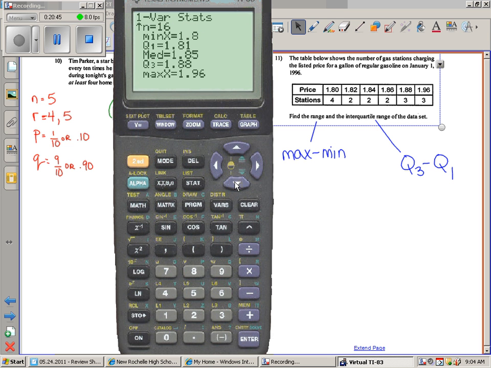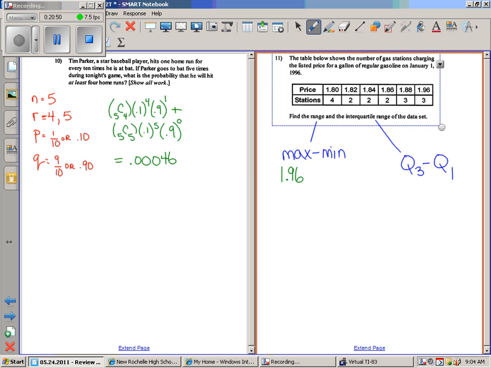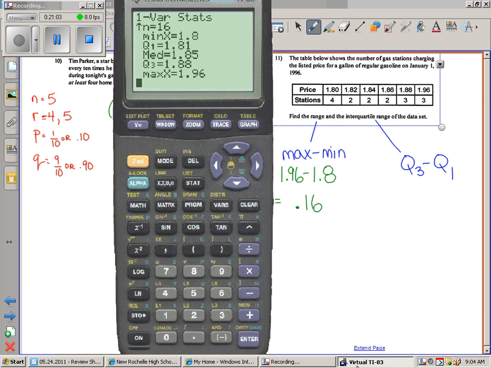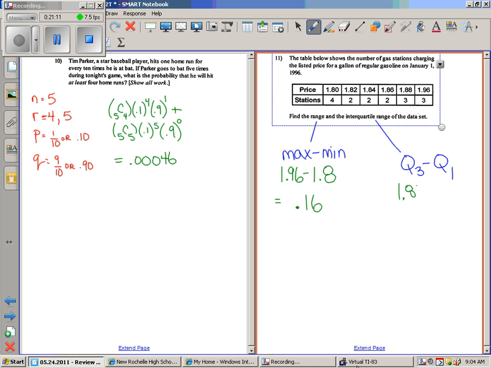Max 1.96, min 1.8, so that's 1.96 minus 1.8. I think that's what? 0.16. That's the range. Q3 minus Q1. Q3 is 1.88. Q1 is 1.81. So this is 1.88 minus 1.81. How much is that? 0.07. That's what we do.